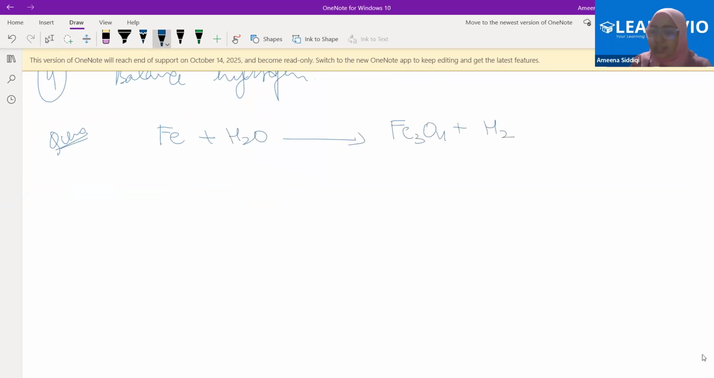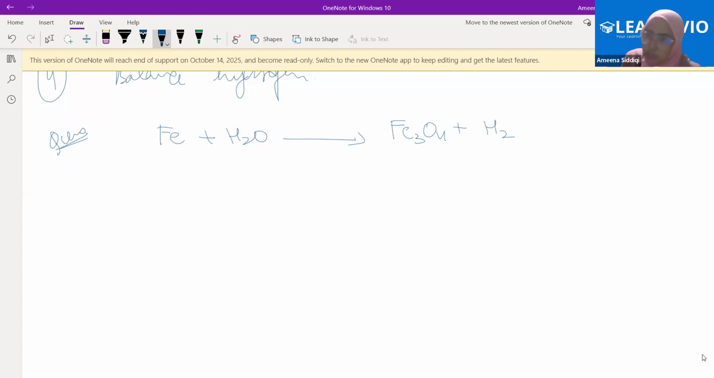Now first, see, this is the chemical equation which is representing the reaction taking place using symbols. Therefore, it is a skeletal chemical equation. Second point: first see, is the chemical equation not balanced? First check that. How do we check it?